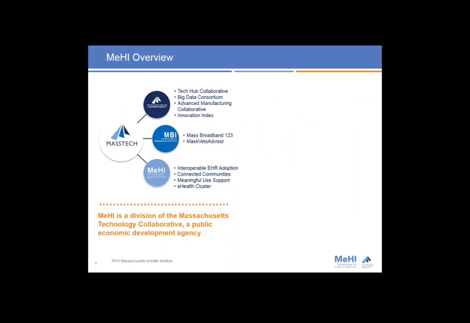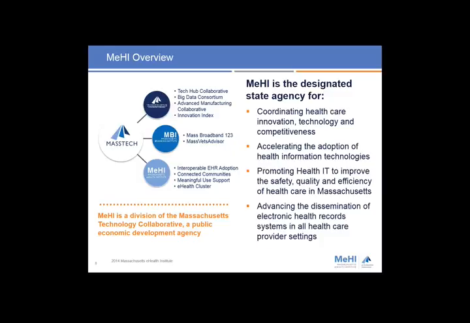Great. Thanks a lot, Ross. So let me continue with that MeHI overview here. As Ross mentioned, we're a division of the Massachusetts Technology Collaborative, a public economic development agency. We have two sister institutes. There's the Mass Broadband Institute. You may have heard of some of their work in the Mass Broadband 123 effort that is laying down, I think, 1,200 miles of fiber across western and north central Massachusetts. They also have a program called the Mass Vets Advisor, a web-based benefit site for veterans here in Massachusetts. It's a really wonderful resource. Check it out if you have an opportunity, massvetsadvisor.org. And then our Innovation Institute, where they do the Tech Hub Collaborative, have a big data consortium, run the Advanced Manufacturing Collaborative, and publish the Innovation Index on an annual basis.